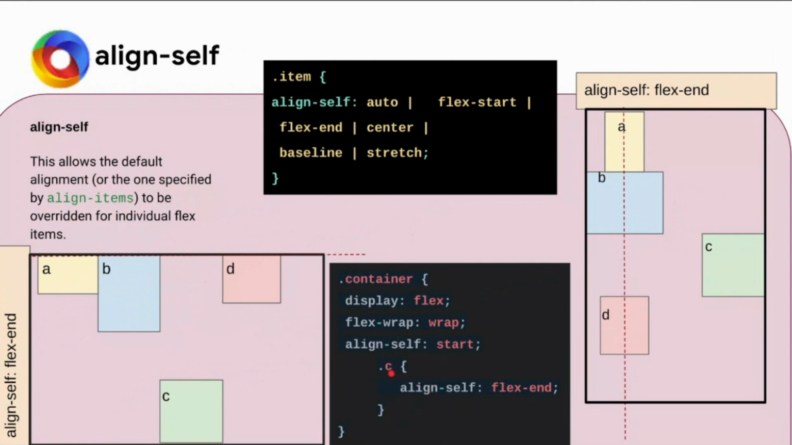Align self always comes inside the items instead of the container. Sorry, here it would be align items. I have missed that. So here it's align items as start, everything is at the start, and align self always comes inside the inner child. So align self can modify one value of the align items which is already applied. Any confusion till here?